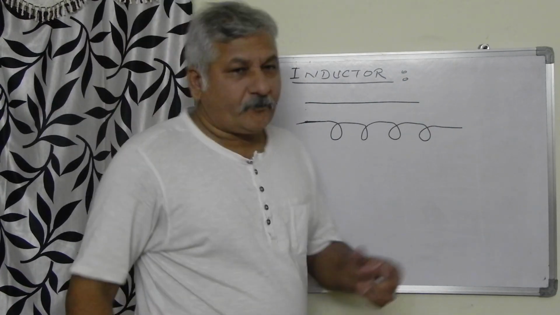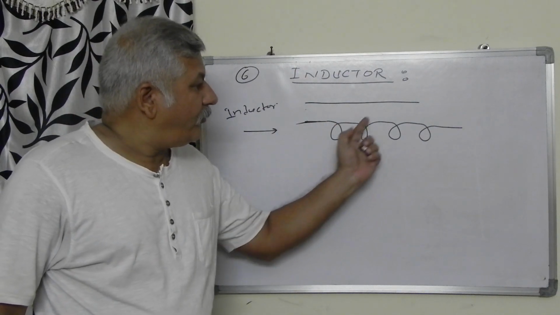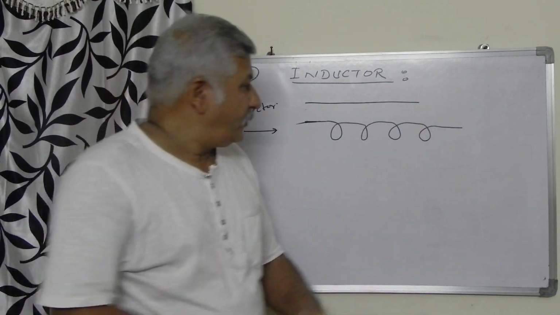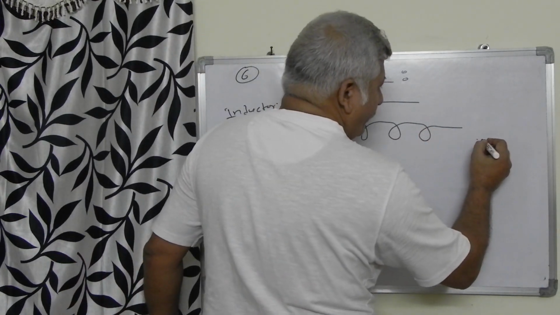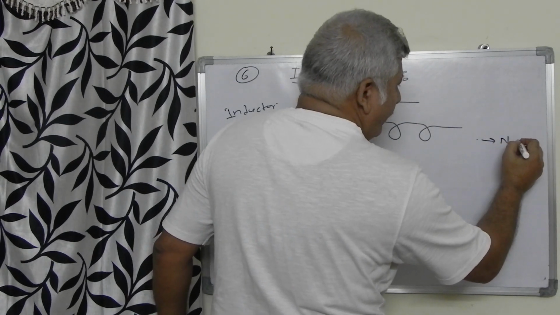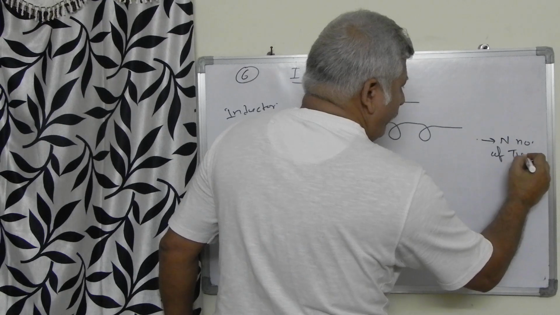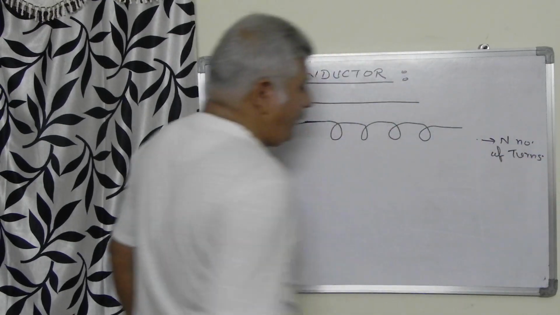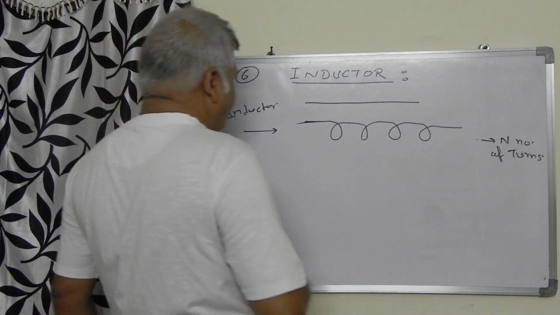So an inductor is formed by turning the wire. Now let us assume there are n number of turns. Right? So these turns are, let us assume, n number of turns.